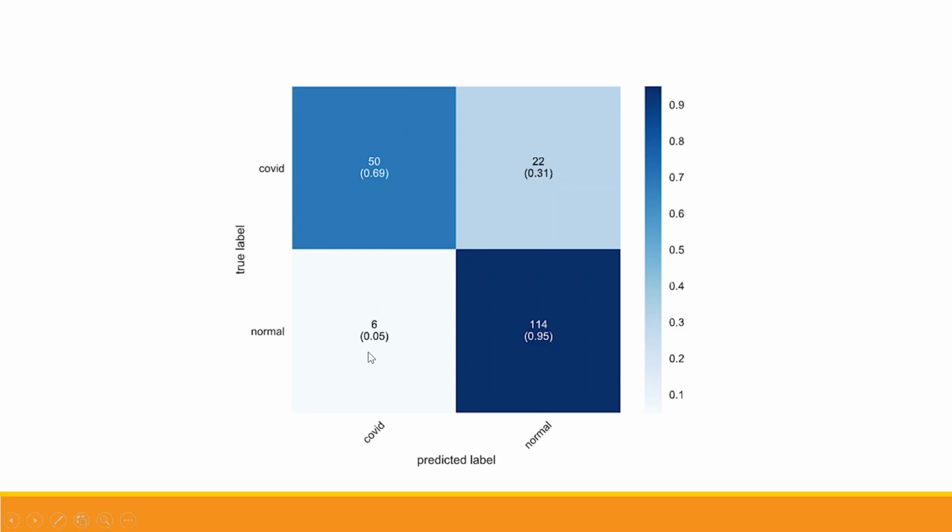Now let's talk about these 6. The persons are normal, 6 persons are normal, but according to the model, they have COVID. This is misclassified. 22: the person has COVID, but according to the model, the person is normal. So 22 plus 6, they are misclassified cases.